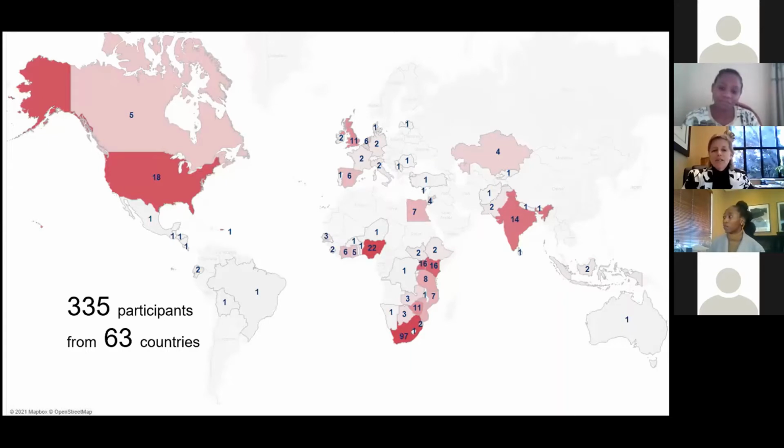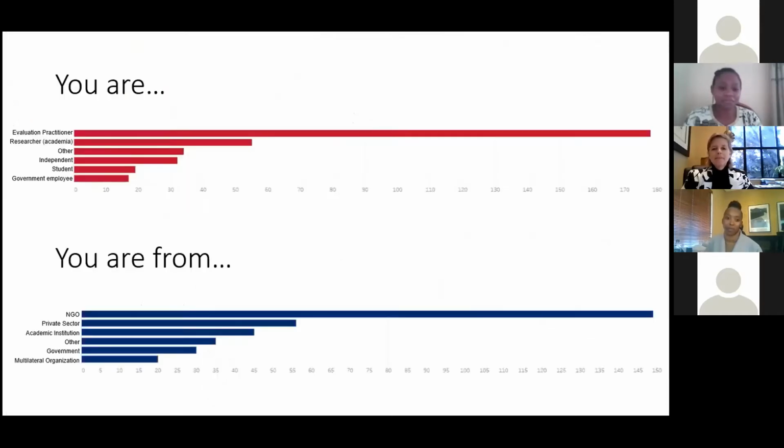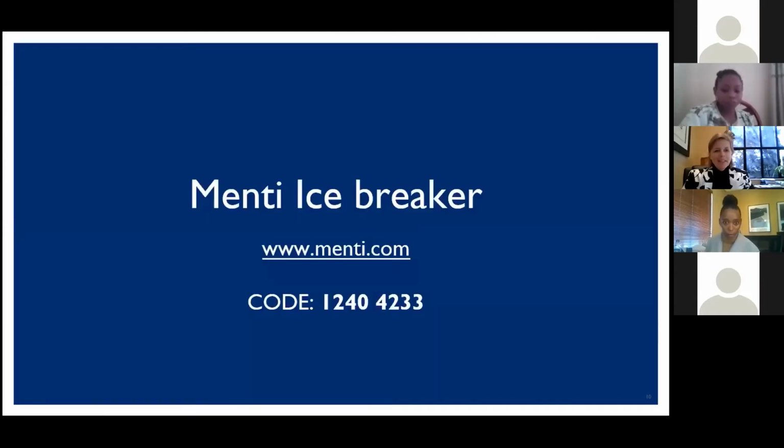So you can see Africa is extremely well represented, but we also have Asia, Australasia, North and South America, Europe. Next slide. And the majority of you are evaluation practitioners, almost 180, and also the majority of you are from NGOs. So that's interesting, but we have government employees, academics, private sector, researchers. Okay, that's good. So I'm going to hand it over to Mosa, and where she'll do the Mentimeter icebreaker.